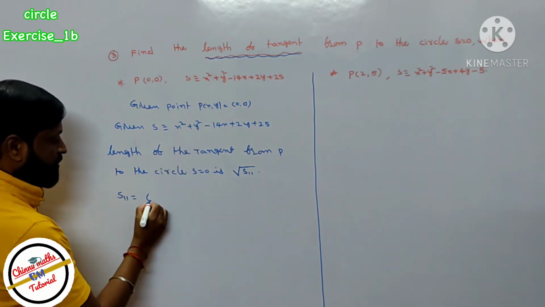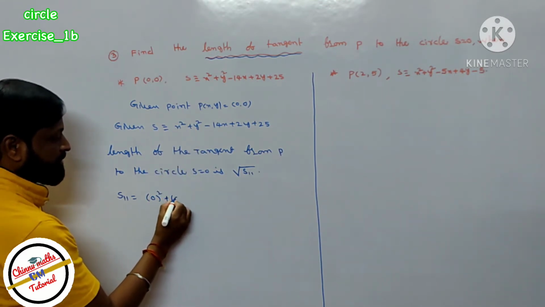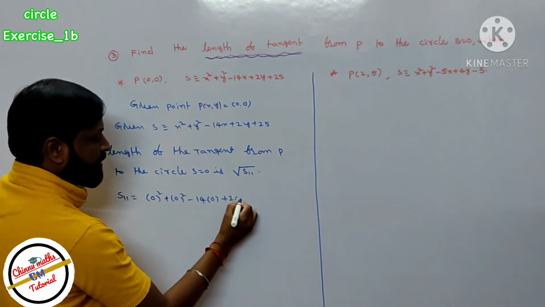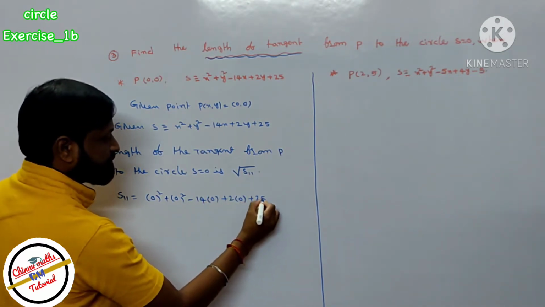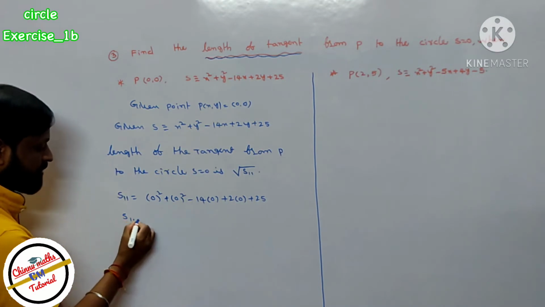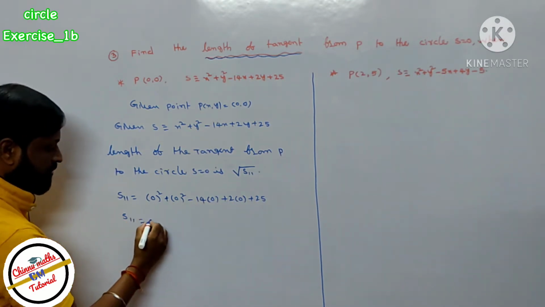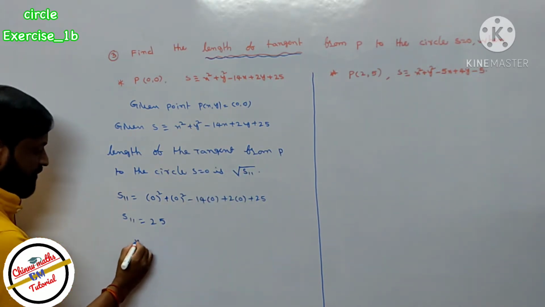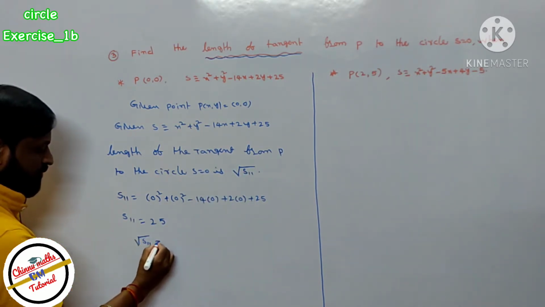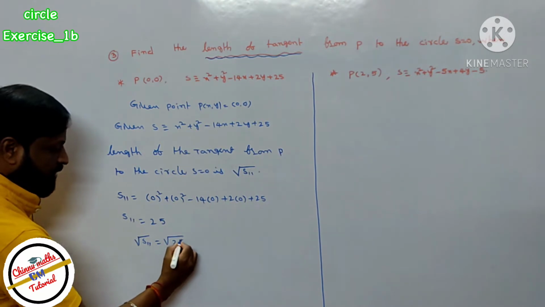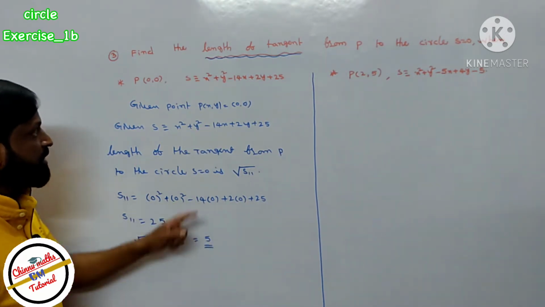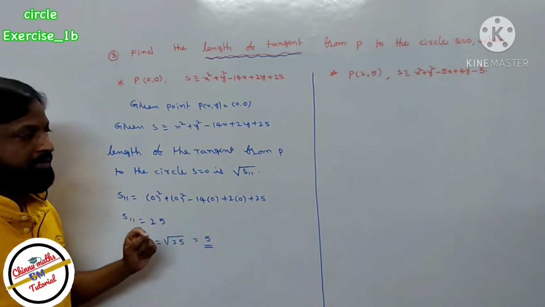Okay, x value equal to 0 whole square plus again 0 whole square, 14 into 0 plus 2 into 0 plus 25. S11 equal to the total value equal to 0, the constant is 25. But you have to find root of S11. Then root of S11 equal to root of 25. Root 25 equal to 5. So then the length of the tangent is equal to 5.